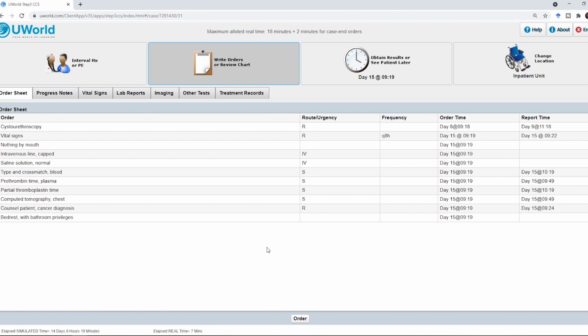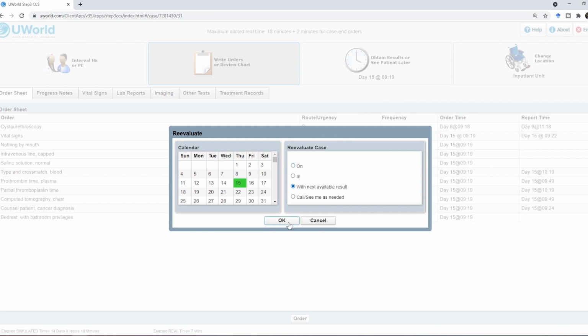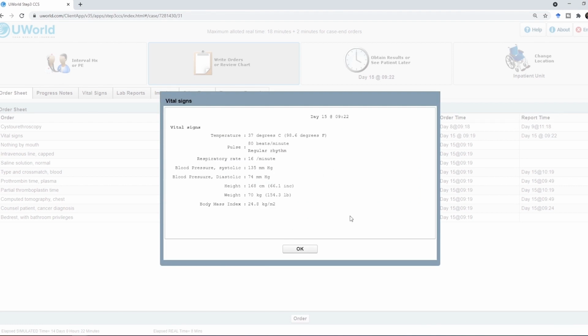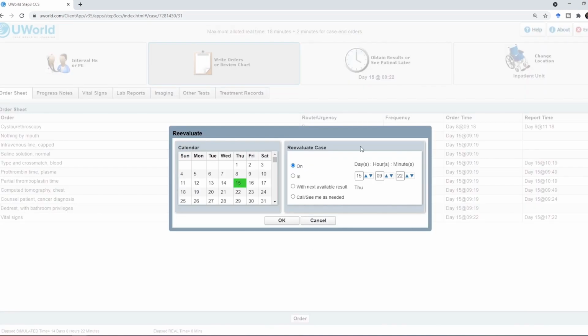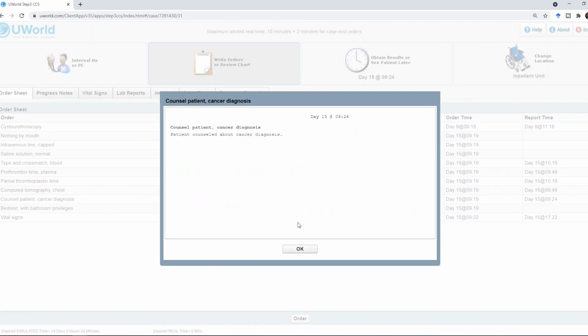So now we want to advance the clock to know the results of the CT scan, and based on that we will order surgery consult and oncology consult to see what the next step could be. So let's go to the clock and click on with the next available result. Okay. Since the patient is in the hospital, the software gives us updates about their vital signs based on if they're in inpatient or ICU. Okay. Let's go and click with the next available result.